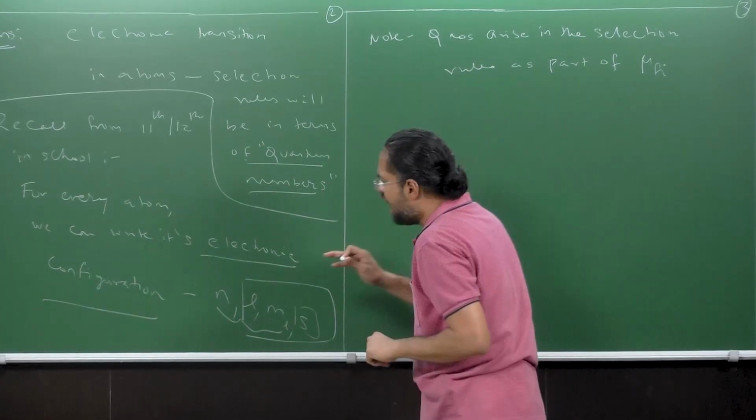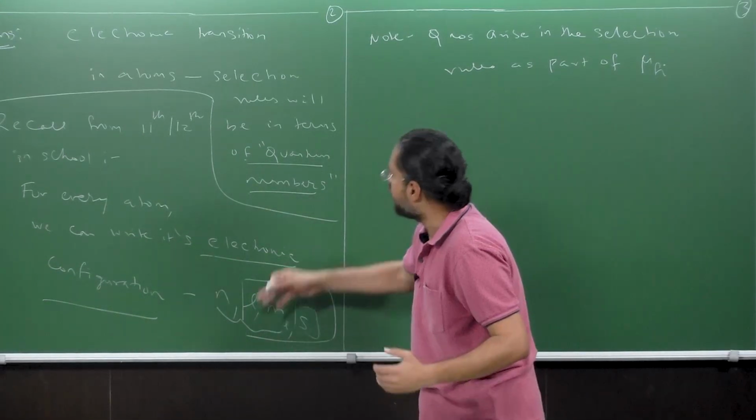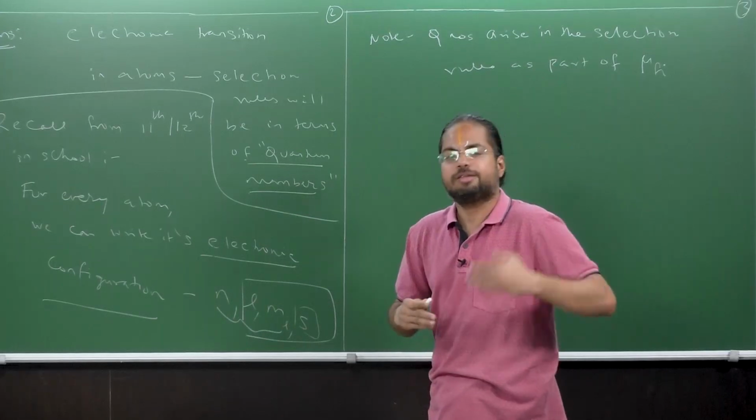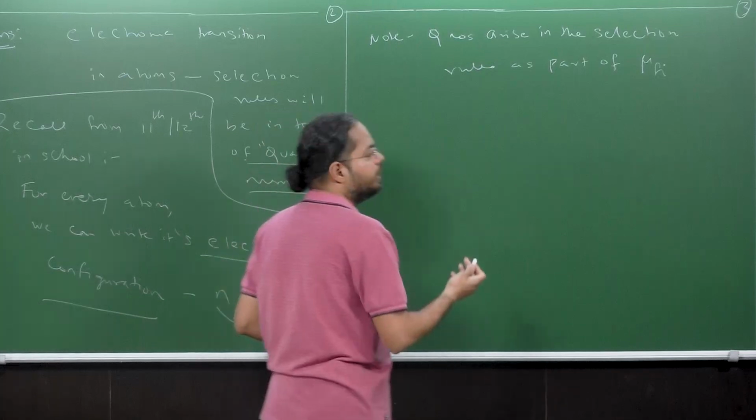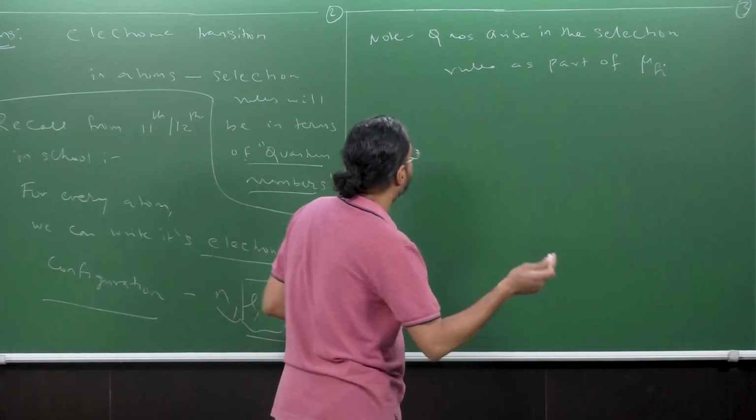So, having understood that the quantum numbers are going to be part of the selection rules, let's take an example. Take for example the electronic configuration of the oxygen atom.